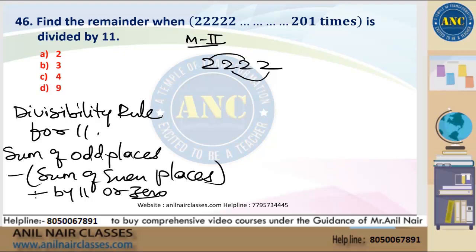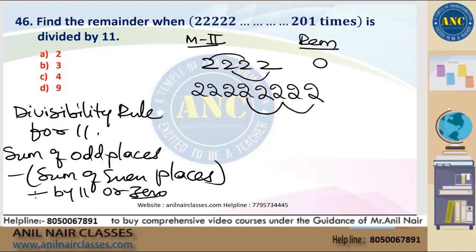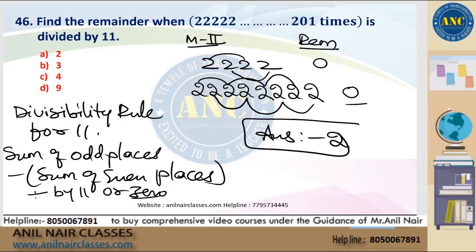So 2 plus 2 is 4, 2 plus 2 is 4. Remainder is 0. If I write 8 times, here also it is 0. So if it is divisible by 11, groups of 4, it is 0. 4 times 50s are 200, remaining answer is 2. I hope the idea is clear.